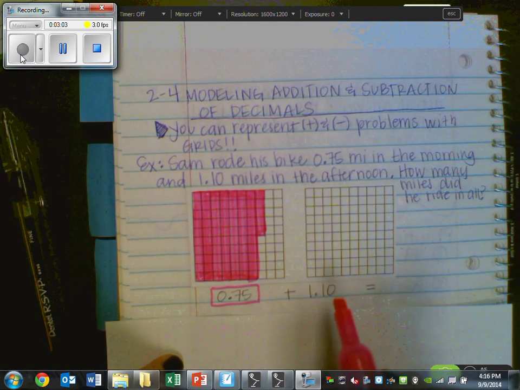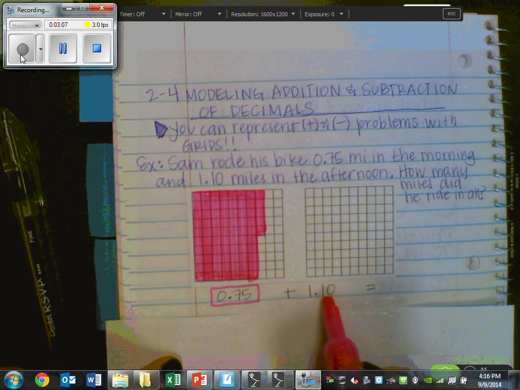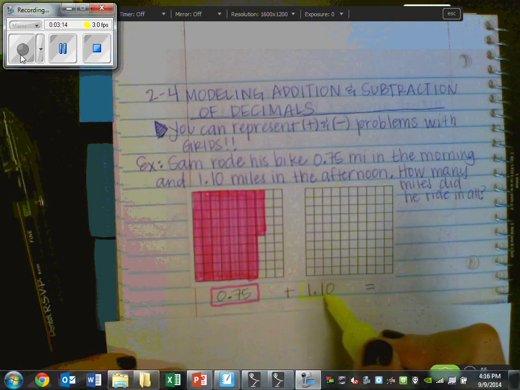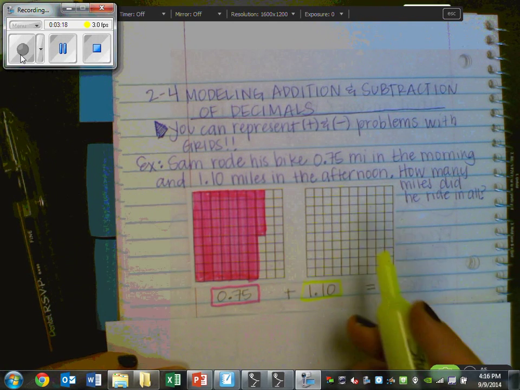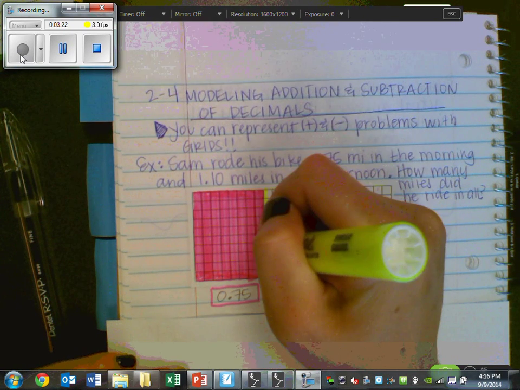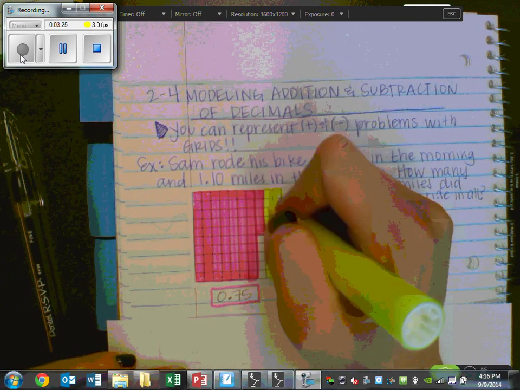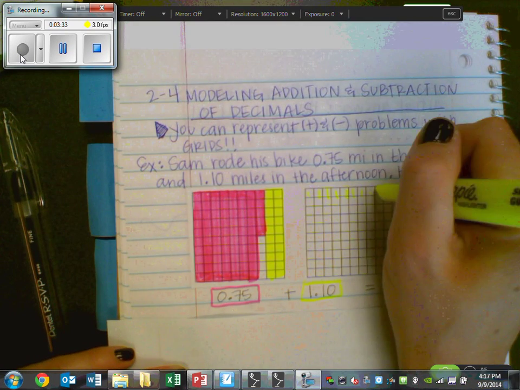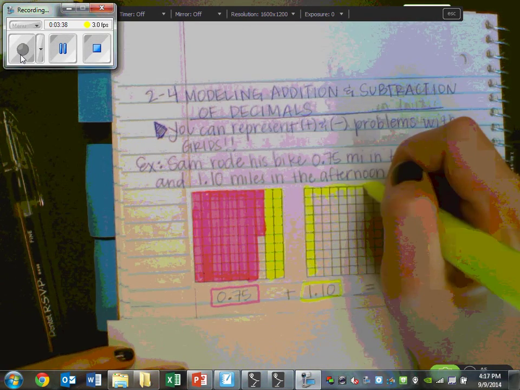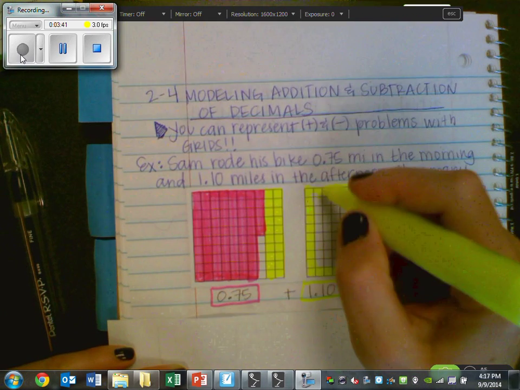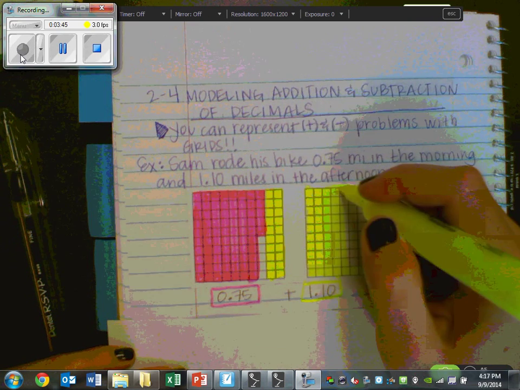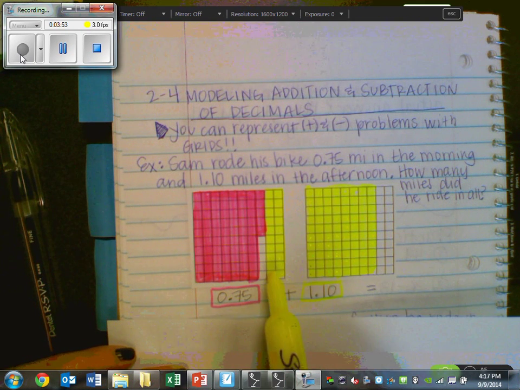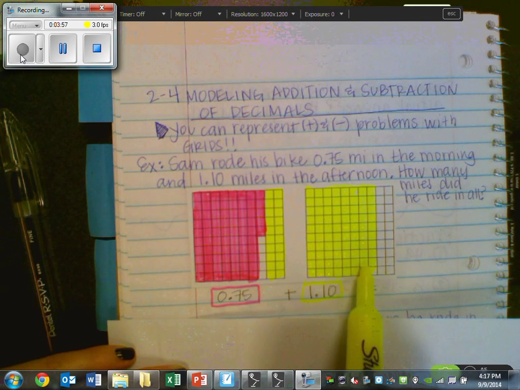All right. Now I also need to shade in one whole and 10 hundredths. Now I'm going to represent that with this bright yellow. And I know one whole is going to be 10 columns. So I'm going to start with these two. Because I'm adding them together, I'm going to have to put them all together. So here's 2/10, 2, 3, 4, 5, 6, 7, 8, 9, 10. So if I shade all of this in, this will represent one whole because I have 100 little squares shaded in. 10, 20, 30, 40, 50, 60, 70, 80, 90, 100.